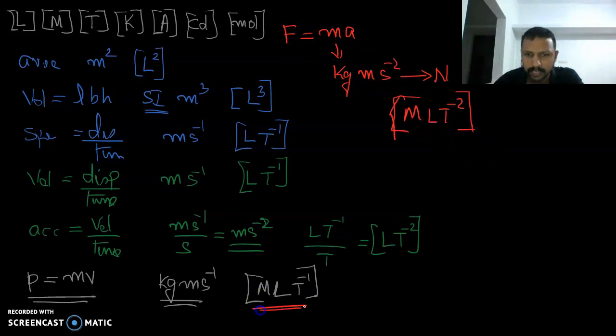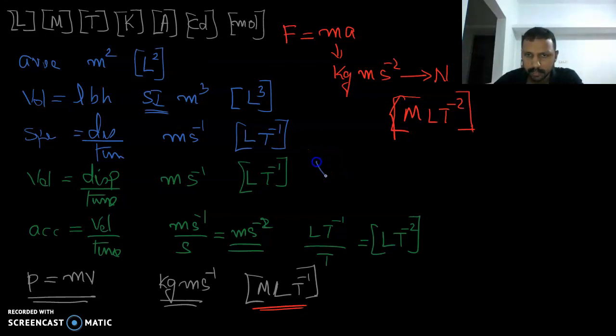What is MLT raised to minus 1? MLT raised to minus 1 is the dimensional formula of momentum. Therefore, what's LT raised to minus 1? LT raised to minus 1 is the dimensional formula of speed and velocity. Clear? Then, let's speak about the next physical quantity. Let's have work.